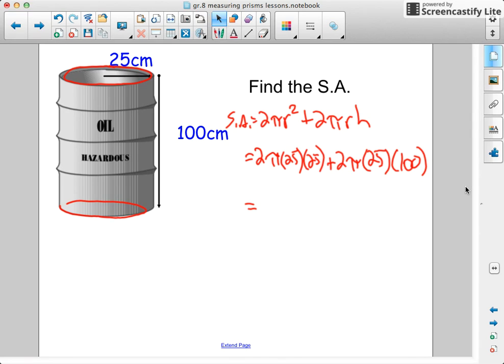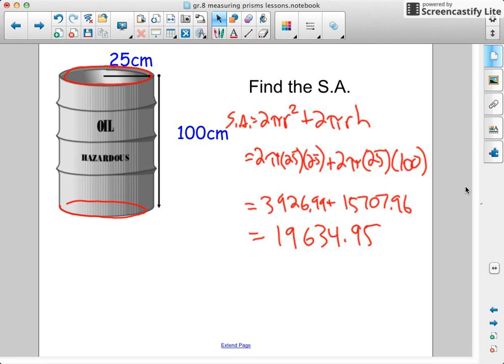So 2 times pi times 25 times 25 is 3,926.99, plus 2 times pi times 25 times 100, so plus 15,707.96. Add those together and you get 19,634.95 centimeters squared.